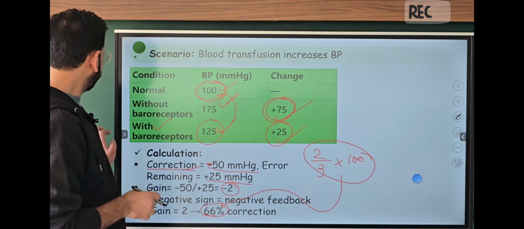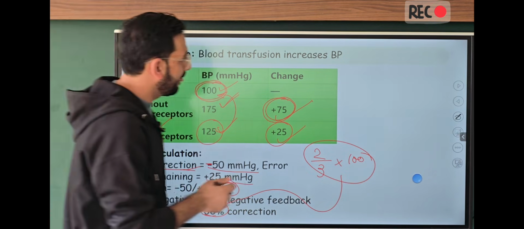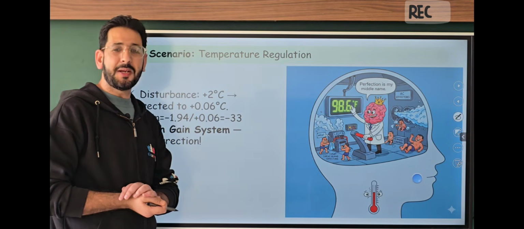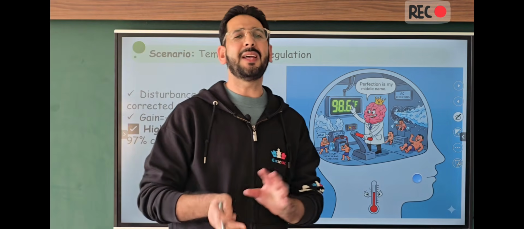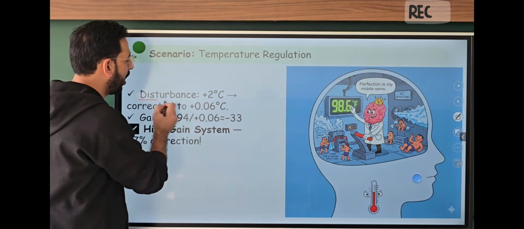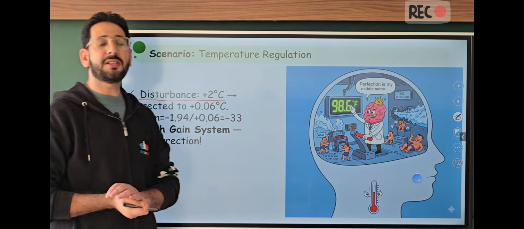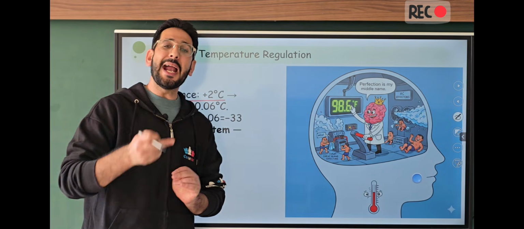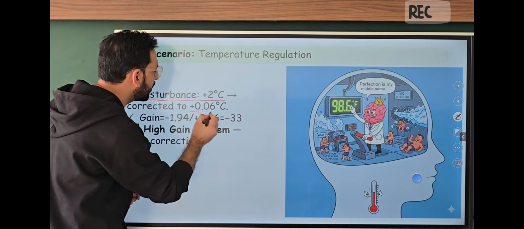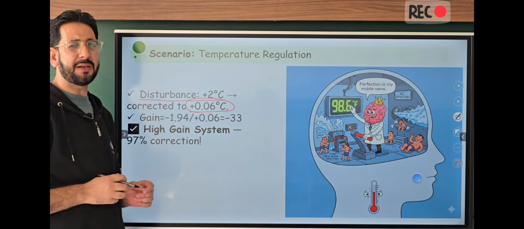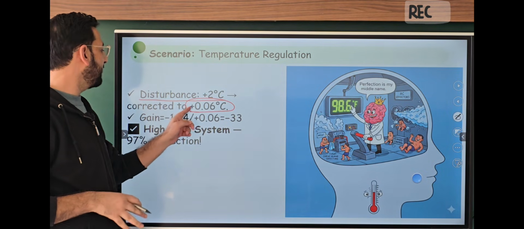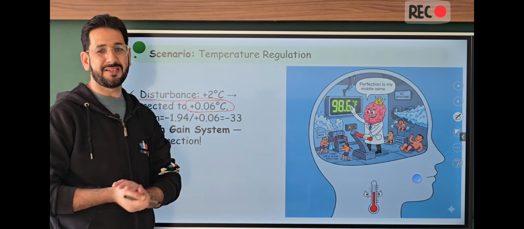Okay. Now, another example is the temperature regulation. What is the normal temperature? The average normal temperature is 37 degrees Celsius. Okay. Now, there is a disturbance of plus 2 degrees Celsius, and because of thermoregulation, it is corrected to plus 0.06 degrees Celsius. That means plus 2 degrees Celsius was the change, and now the error remaining is plus 0.06 degrees Celsius.